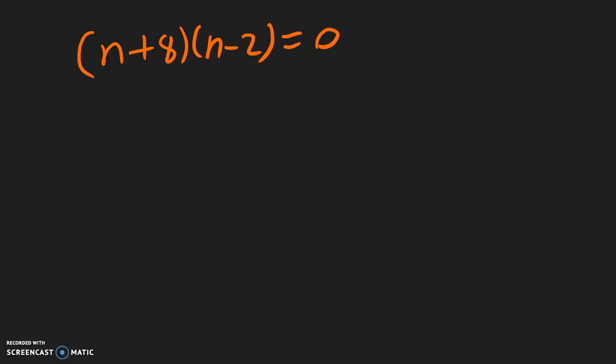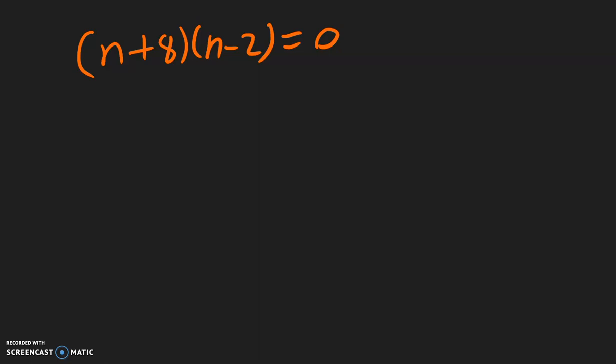In this video, I will show you how to solve quadratic equations by factoring. In order to solve by factoring, your equation has to be equal to 0. And here is why. In this example, you see how we have two factors, n plus 8 and n minus 2, and they are multiplied to each other.